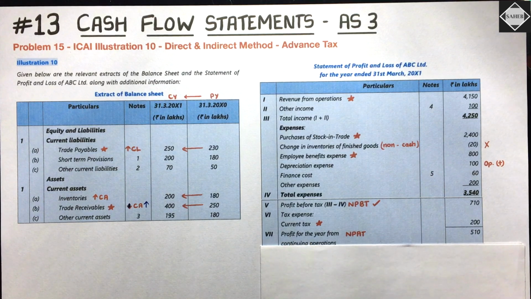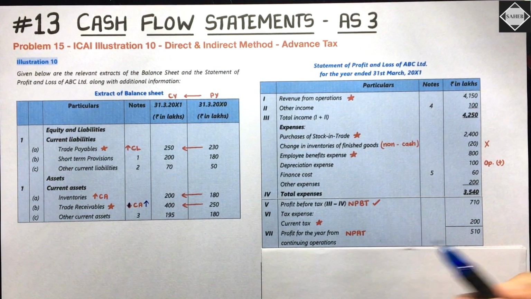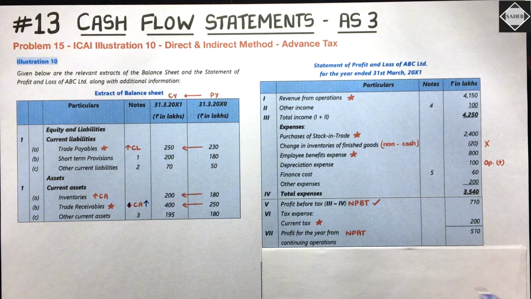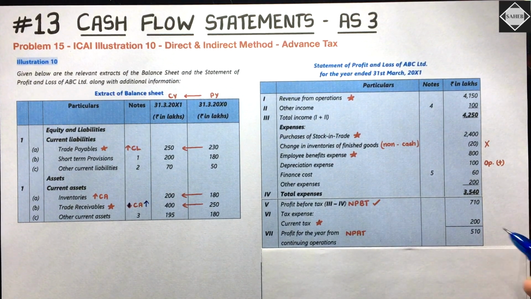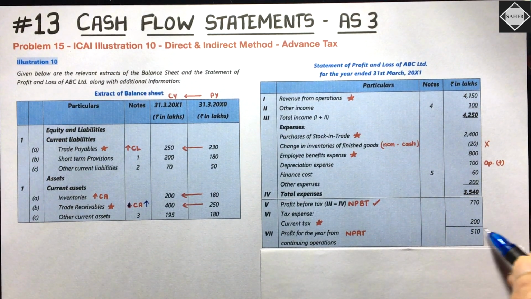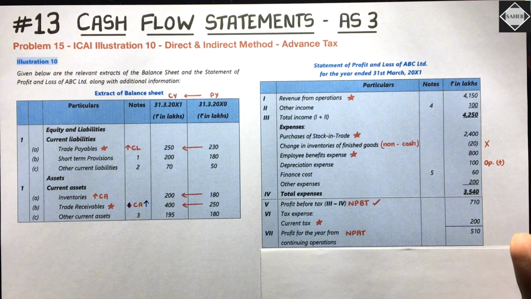Then we have profit for the year from continuing operation, that is net profit after tax. Now this 510, this is what? This is NPAT. We don't need it. Okay, this is a second priority thing, right? We don't need it because we have NPBT. We'll start from the 710 only. So if you are starting from 710, understand, we will not be reversing what? We will not be reversing the current year provision. We will not reverse because we are starting from before tax.